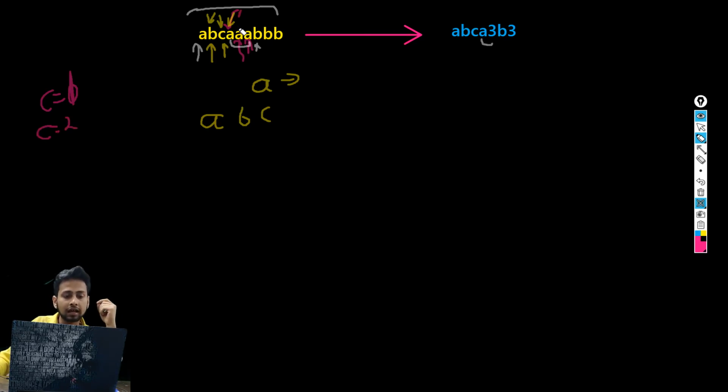Then again, I is still pointing to the very first a, and j is now pointing to the last a, the third a. Then we are going to compare, is a equal to a? Of course they both are equal. Then we are simply going to increment our count to 3.